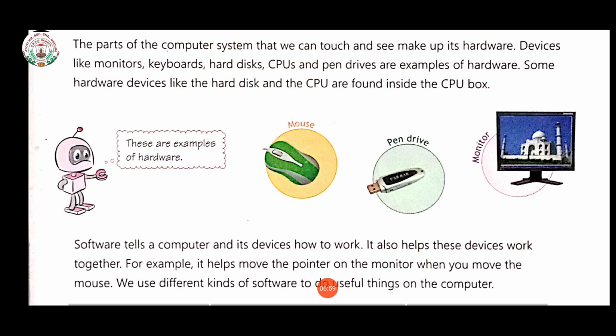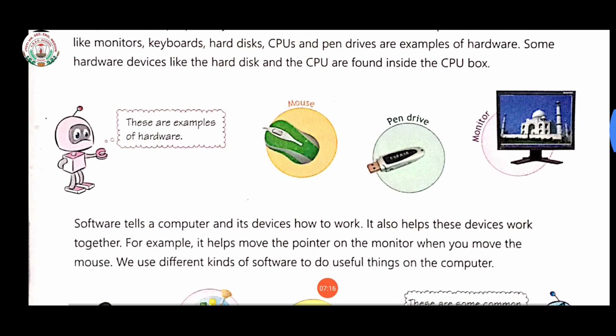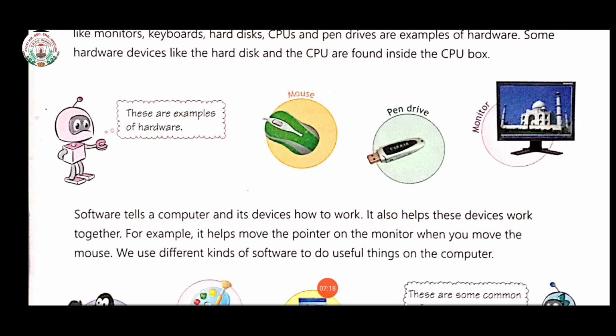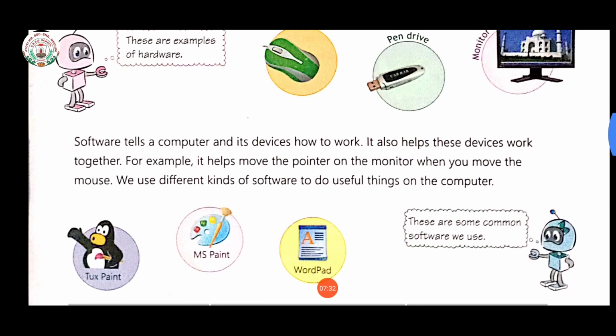Now come to software. Software tells a computer and its devices how to work. It also helps these devices work together. For example, it helps move the pointer on the monitor when you move the mouse. We use different kinds of software to do useful things on the computer.